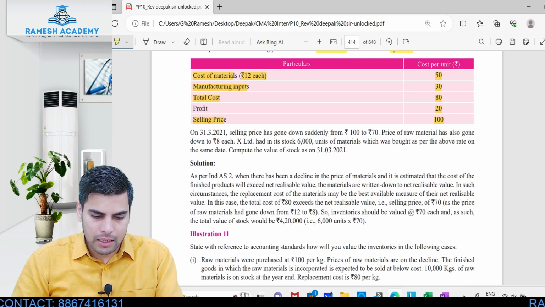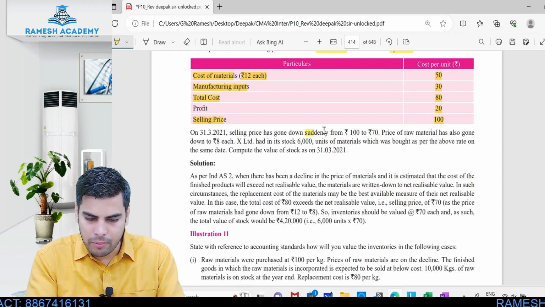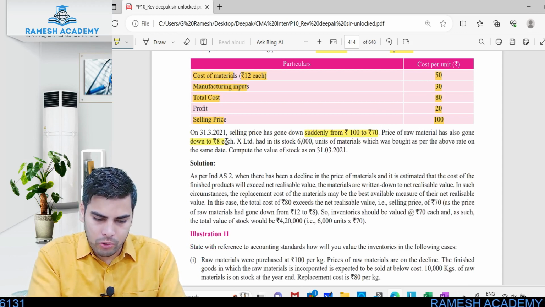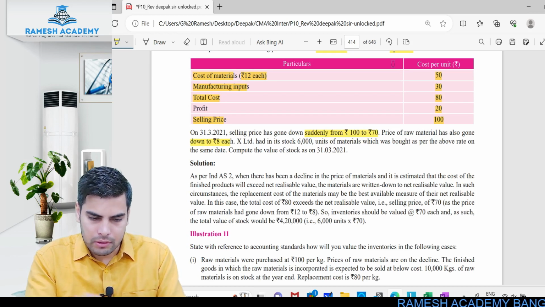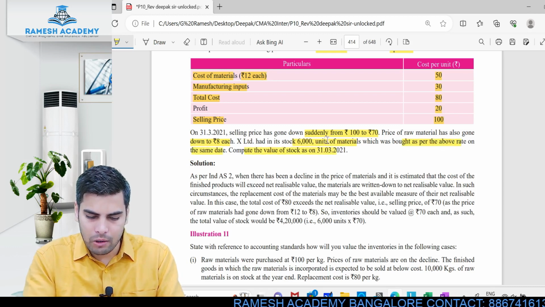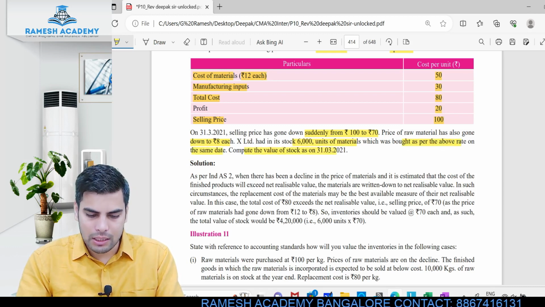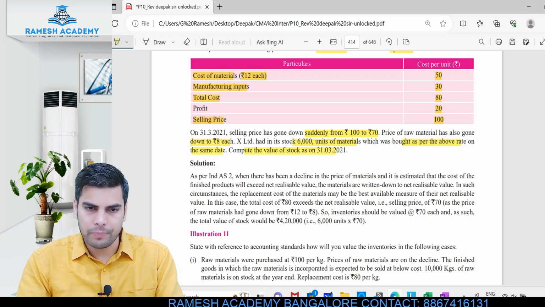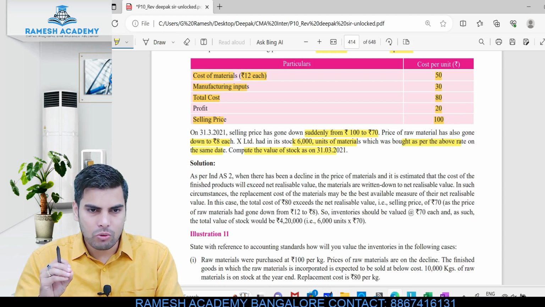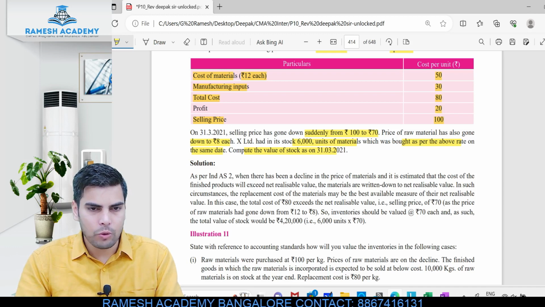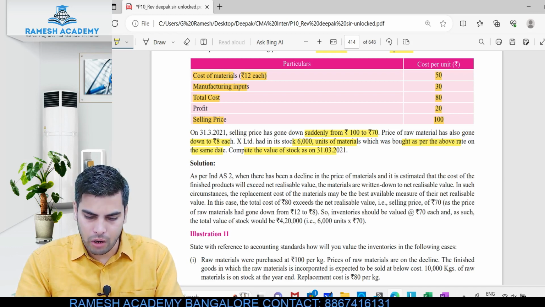On 31st March, the selling price has gone down suddenly from 100 rupees to 70 rupees. Price of raw material has also gone down to 8 rupees. This is just the raw material cost, earlier 12 rupees. X Limited had in stock 6,000 units of material which was bought as per the above rate on the same date. Compute the value of inventory. So they're just asking you to calculate the value of the inventory. Quite simple, right? You just need to compare the cost with the net realizable value, whichever is less, that would be the value of your inventory.